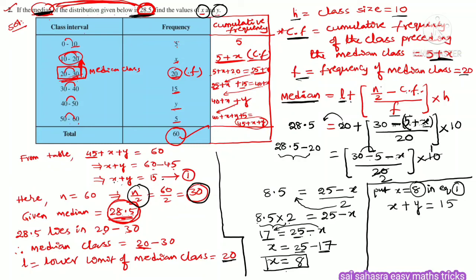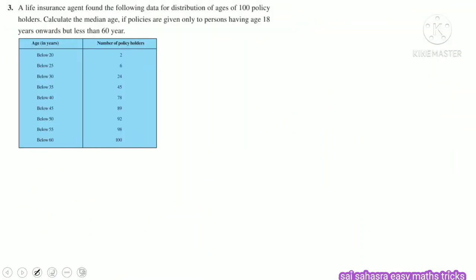X value 8. In the place of x, 8 will come. Y value we don't know, equal to 15. So y is equal to 15, plus 8, if you transpose it will become minus 8. Value of y is 15 minus 8 is 7. Finally we can conclude that x value is 8 and y value is 7.